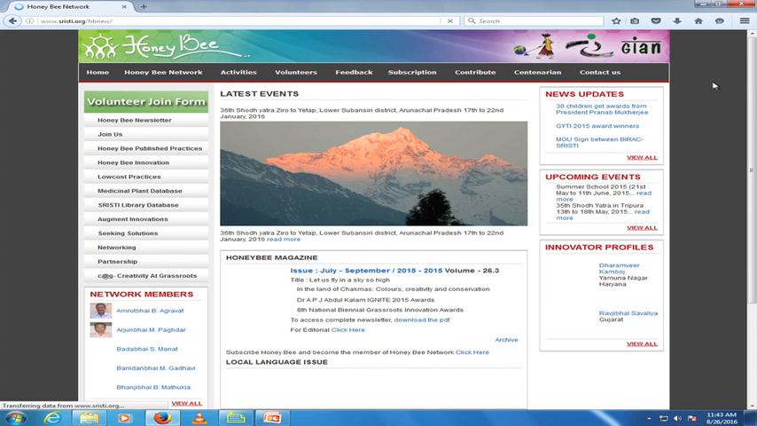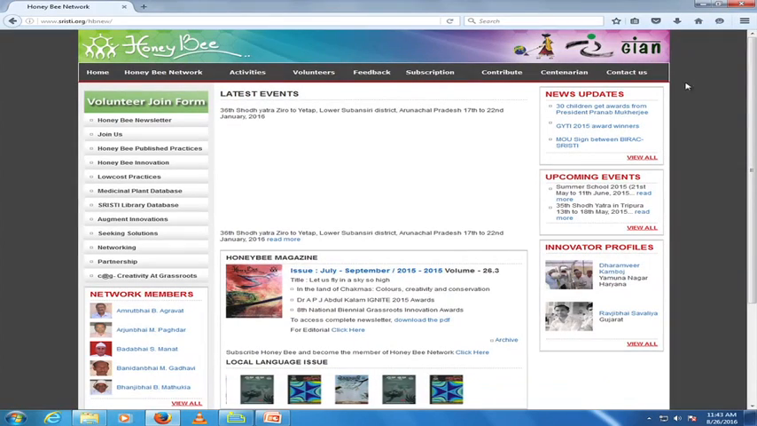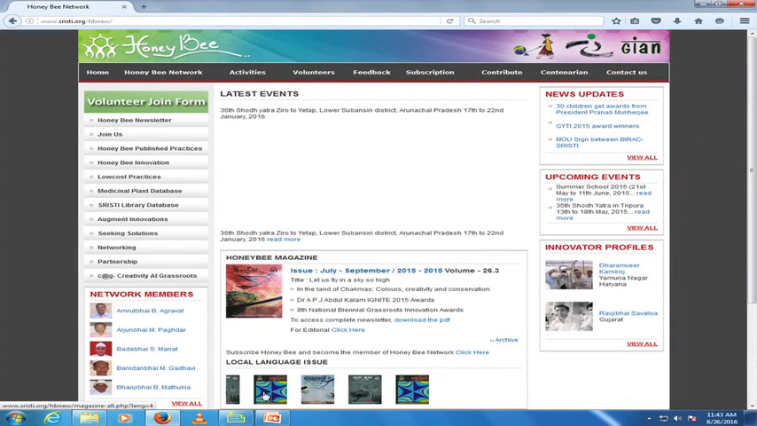The Honeybee network was started in the late 1990s by Professor Anil Gupta of the Indian Institute of Management, Ahmedabad, and he was awarded the Padma Shri as far as I know. It's an amazing network of practitioners. What they do in this network is they collect stories about solving problems in the field, and they share these stories in the local language with people in that region.